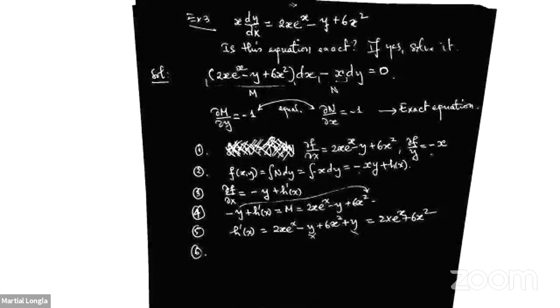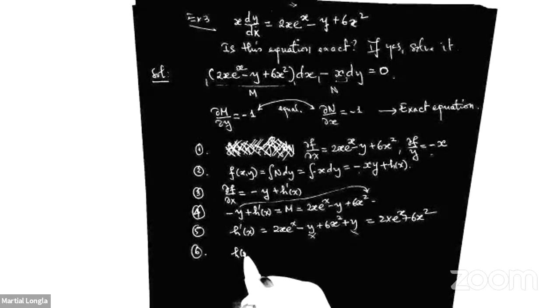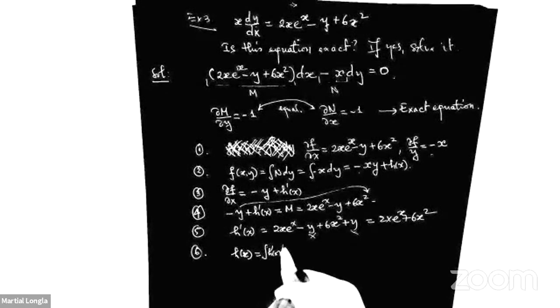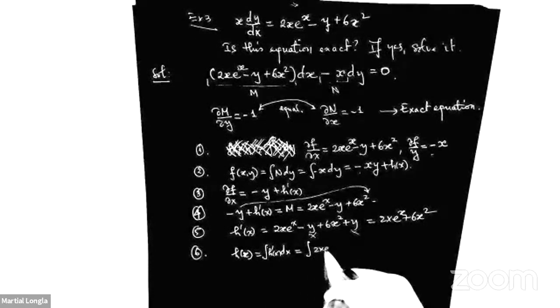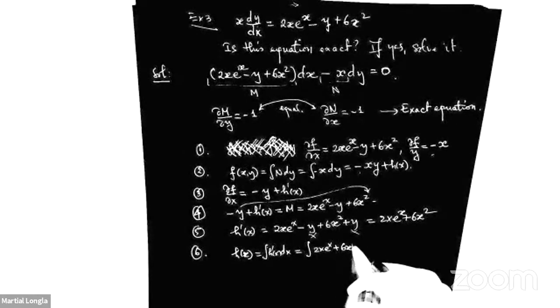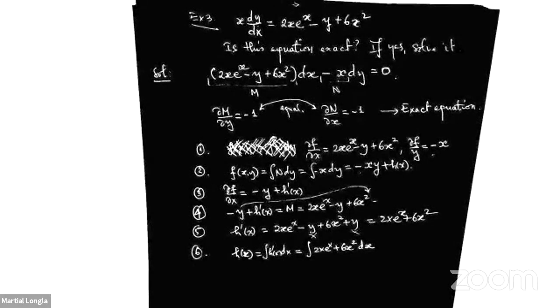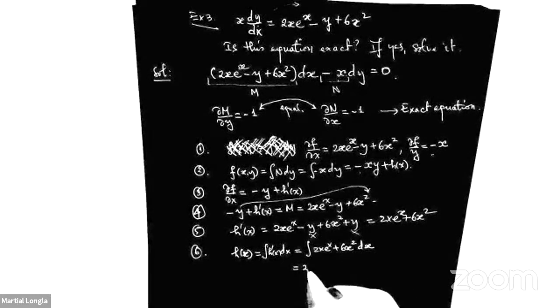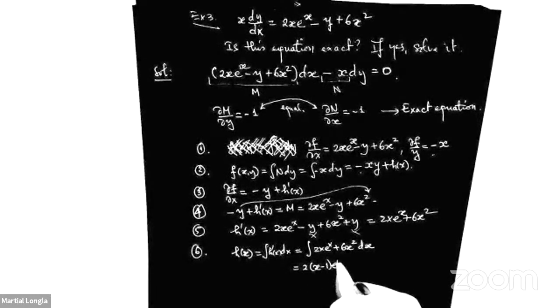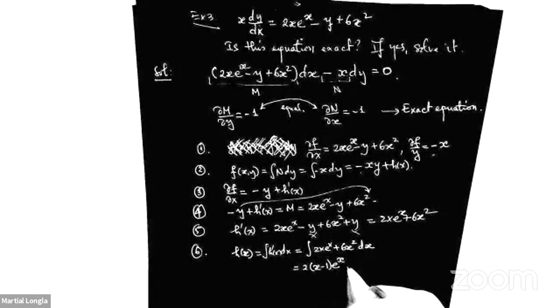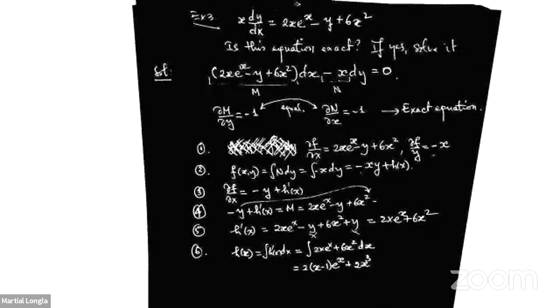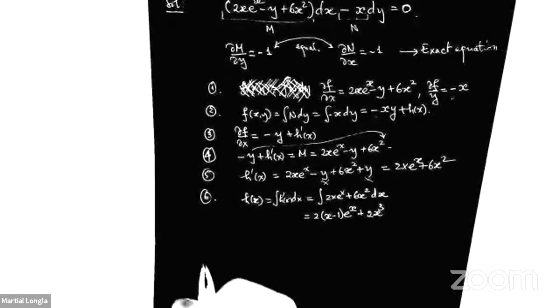And then the next step is integrate. So you find h of x equals integral of h prime of x dx equals integral of 2x e to the x plus 6x squared dx. So that's h of x. And we need to integrate this. We can do this by parts, or we can just write down the answer if we know it. In this case, this is x minus 1 times e to the x. When you integrate by parts, this gives you this. And this integral gives you 2x cubed. And we don't care about plus c because we know that it's coming next in the other step.